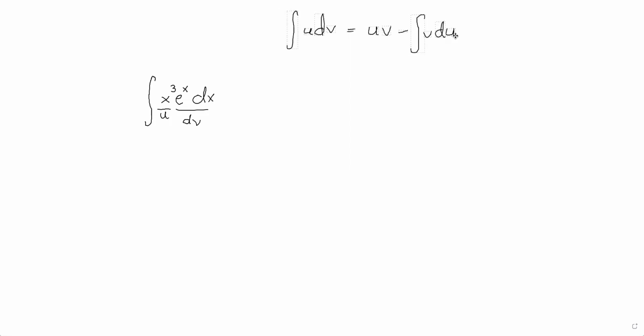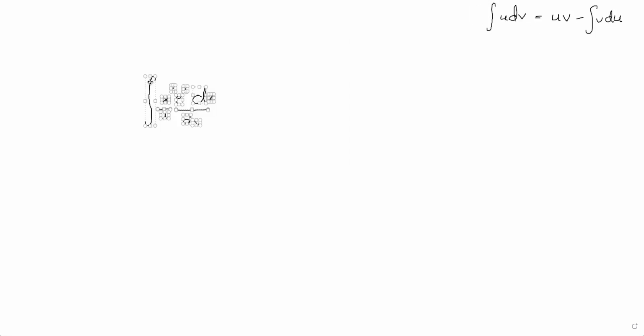Let me resize this a little bit and move it out of the way. I feel like we're going to need some extra room. So we have u, we have dv. We want to start by writing everything down. So u is going to be x to the third, x cubed.